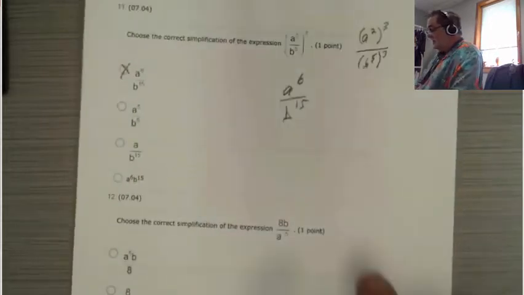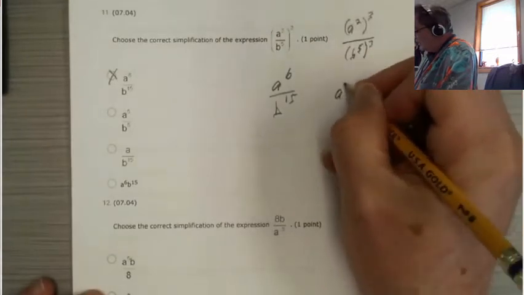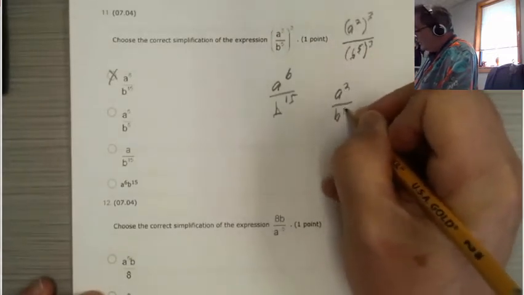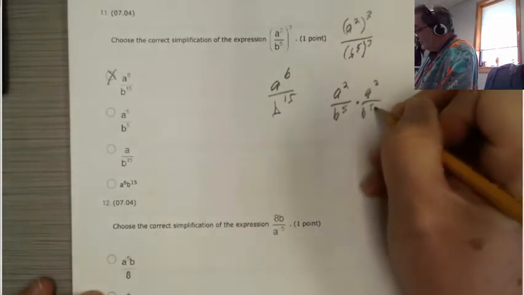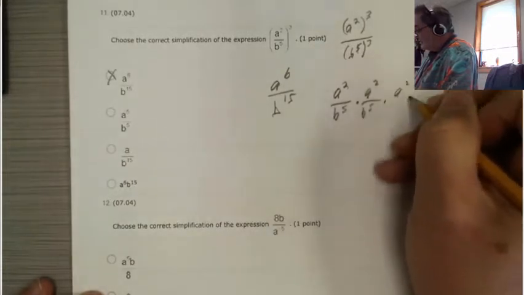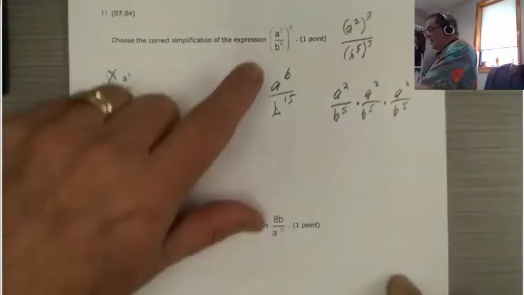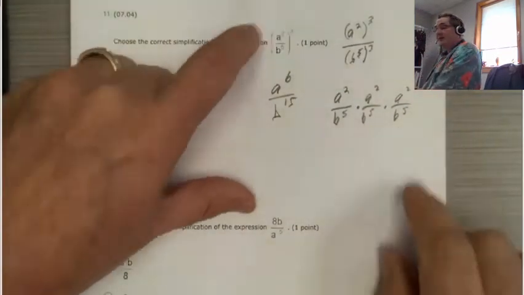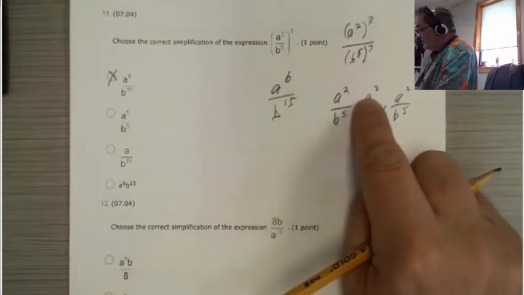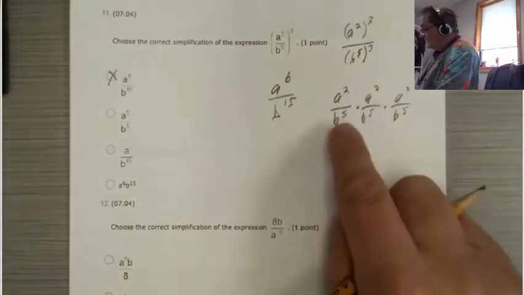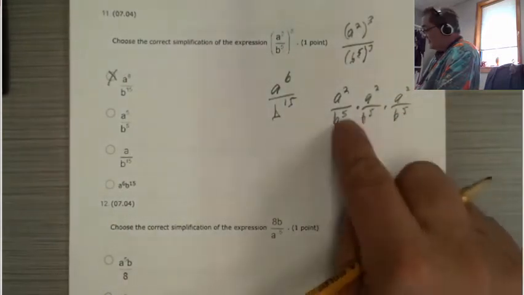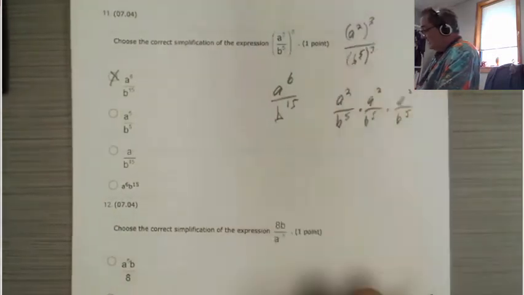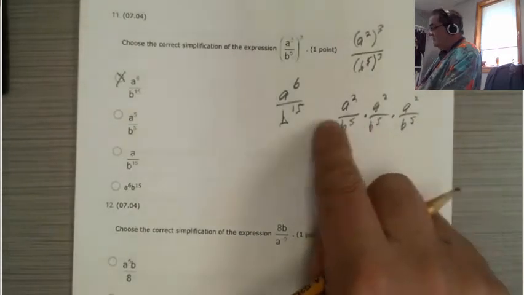Because remember, to the 3rd power really just means we're taking a to the 2nd over b to the 5th times a to the 2nd over b to the 5th times a to the 2nd over b to the 5th. To the 3rd power means we're taking it times itself 3 times. A squared times a squared times a squared is a to the 6th, b to the 5th, b to the 5th, b to the 5th, b to the 15th. Because when you multiply them, you add those exponents together, right? 5 plus 5 plus 5.